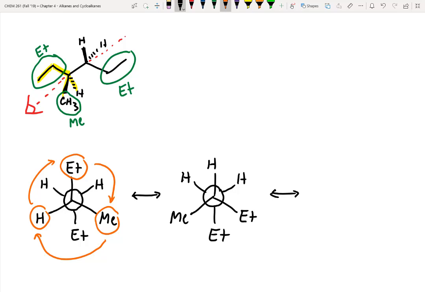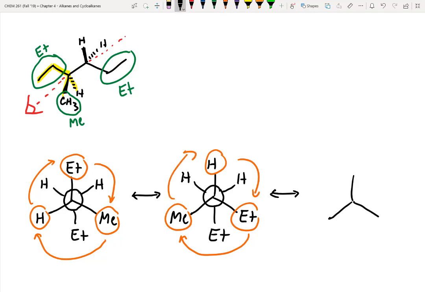All right, and then last but not least, we'll do another 120-degree twist of this front carbon going clockwise. All right, now what's going to be sticking straight up? The methyl group. What's going to be to the bottom right? It would be the hydrogen, right? And that means that the ethyl group will be here. And we know that the back carbon is going to be the same in all three structures. All right, so these are the three possible staggered conformations for the molecule shown.